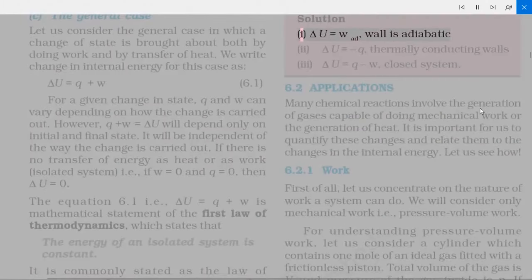Solution: 1. ΔU is equal to W ad. Wall is adiabatic. 2. ΔU is equal to q. Thermally conducting walls. 3. ΔU is equal to q plus W. Closed system.